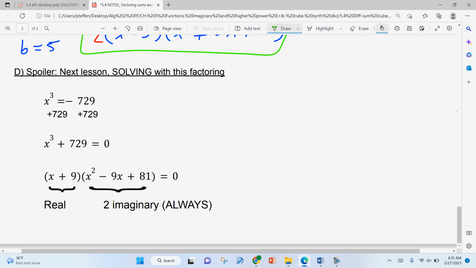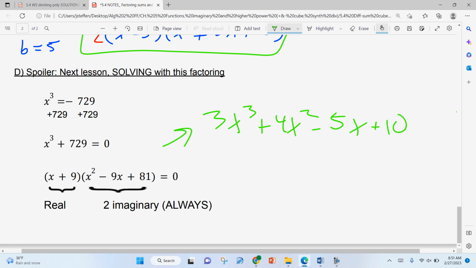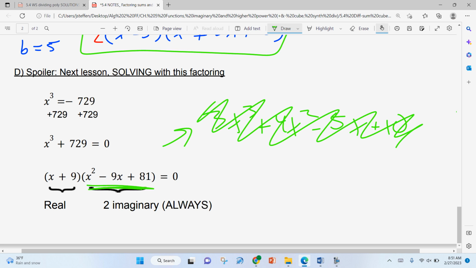So if you just have a normal, like 3x to the third plus 4x squared minus 5x plus 10, that might give you three real answers. It might not be two imaginary. But if you ever have a sum or difference of cubes, this second part will always give you two imaginary, and it's always going to be using the quadratic formula.